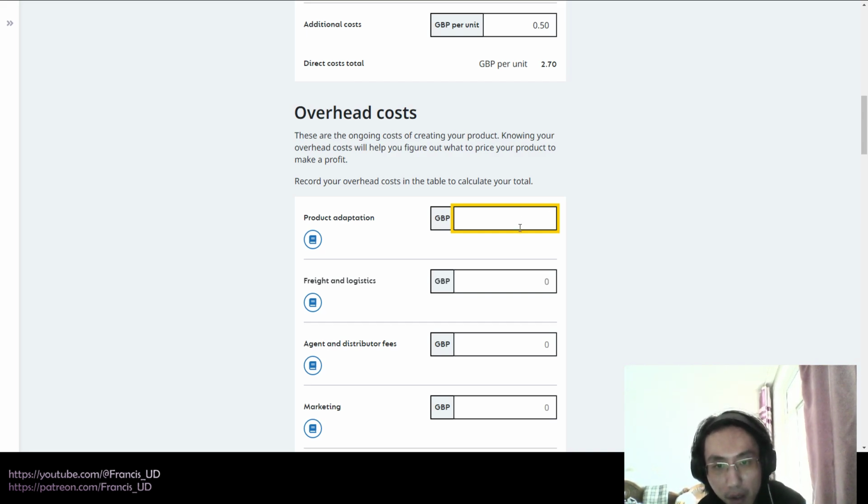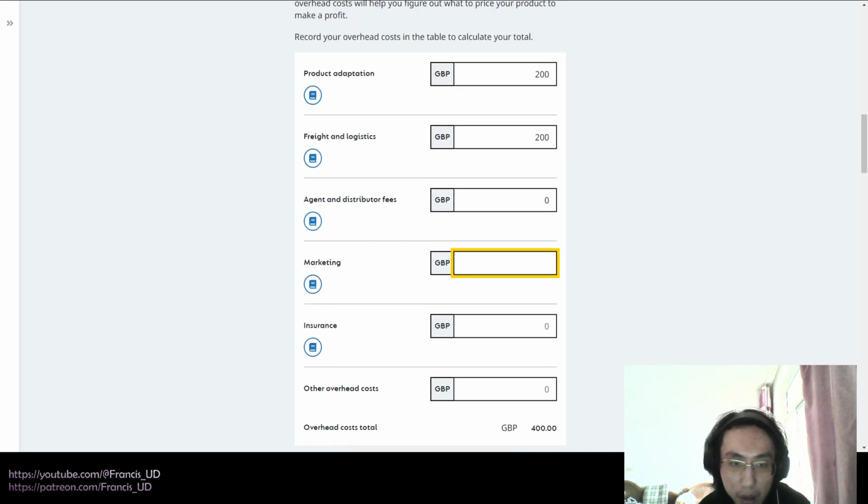Not sure. Let's just make something up. Say £200. Freight and logistics, let's assume it's just make something up, also £200. Agent and distributor fees, let's assume it's 0 for the moment. Marketing, let's assume we spend no money whatsoever on marketing yet. Insurance.